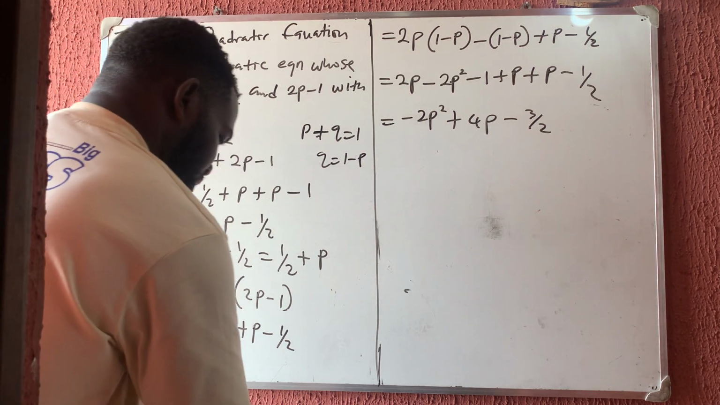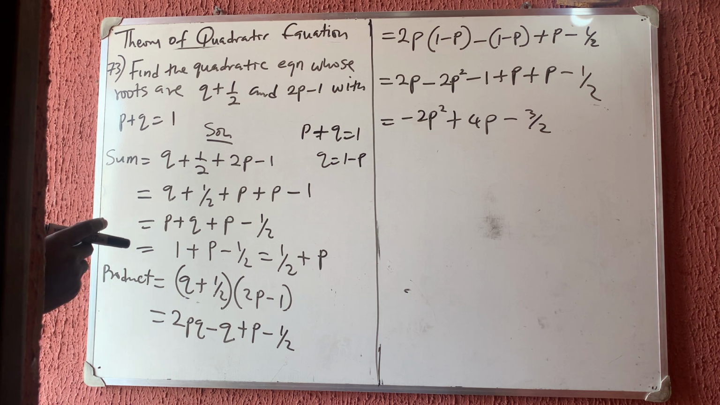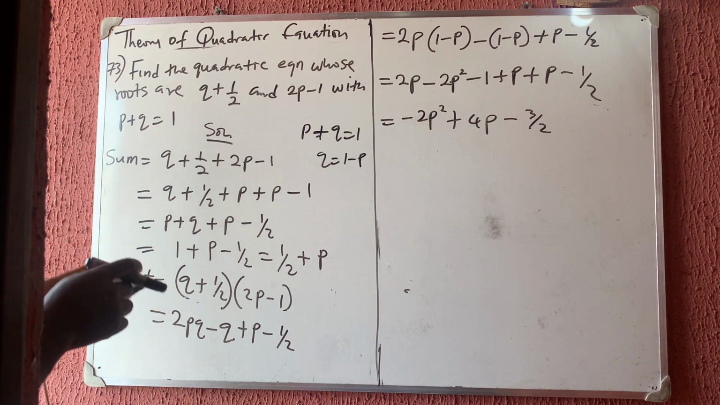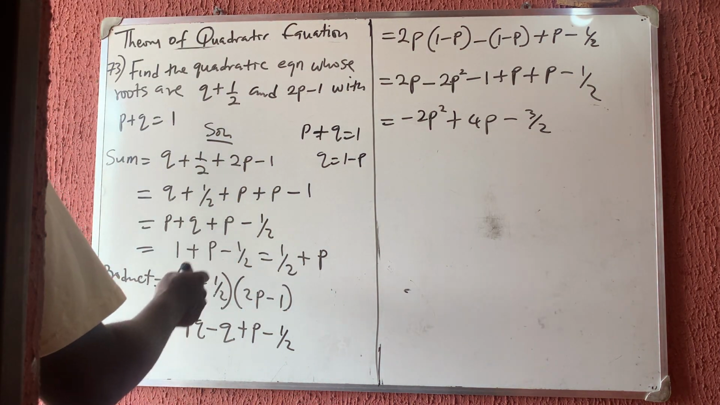So to get the quadratic equation, I think there's a typographical error here. But if not, so what do we do?